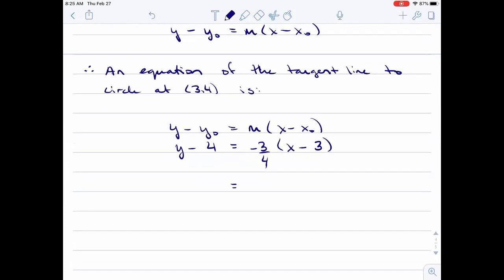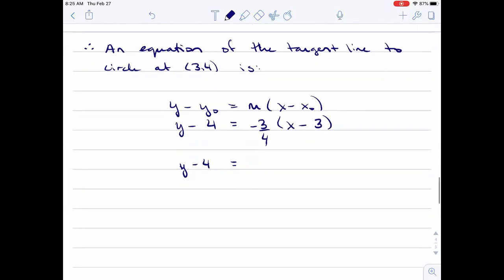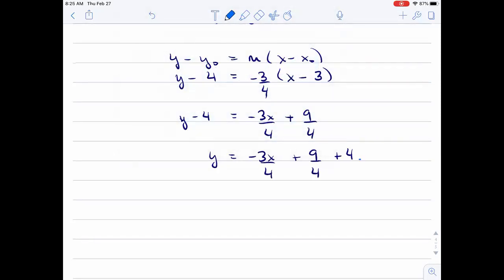And so we can bring the negative 3 over 4 inside. However you want to do it is fine. Negative 3x over 4 plus 9 over 4. y equals negative 3x over 4 plus 9 over 4 plus 4. I'm going to cheat and put it on the same line, because I'm dealing with fractions, so I want to have a common denominator. And so I'm going to multiply this by 4 over 4 to get it over 4.